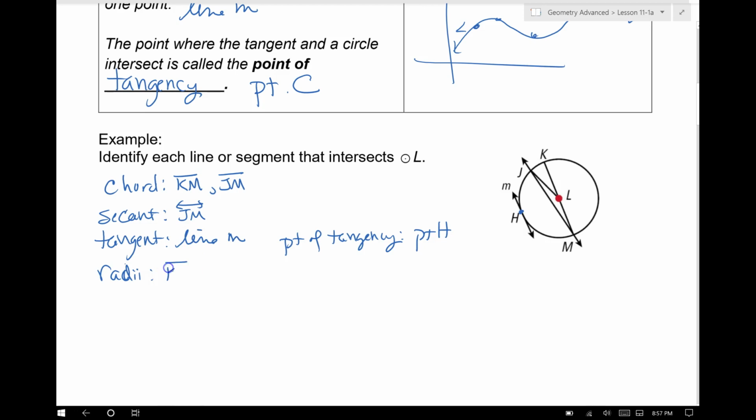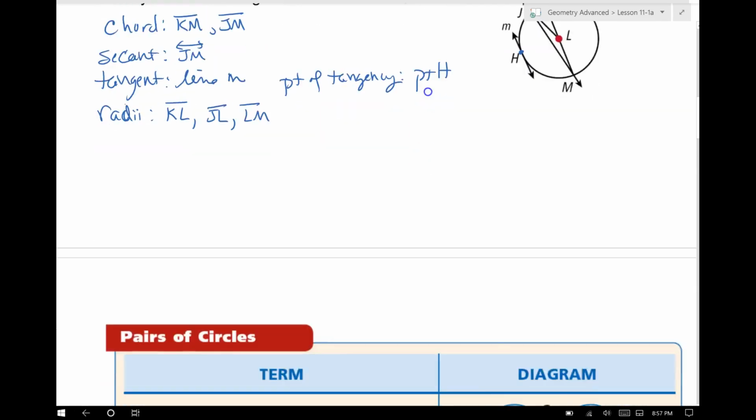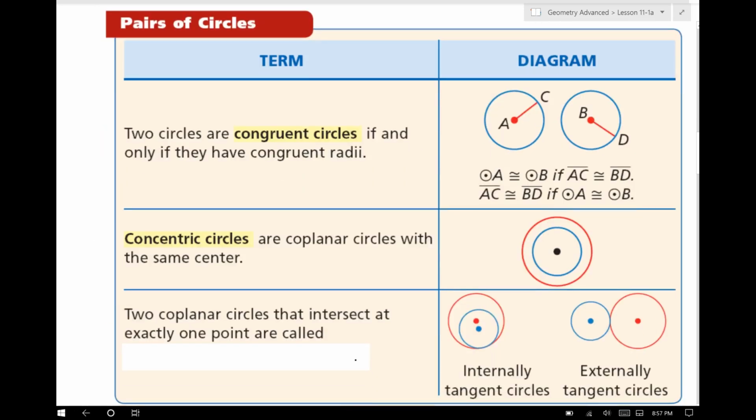I have segment KL, segment JL, and segment LM that are all radii of the circle. So those are all ones that you should know. Make sure you're able to identify those, and make sure you're able to work with all of those. Okay, some other review that we had, some terms that we talked about.